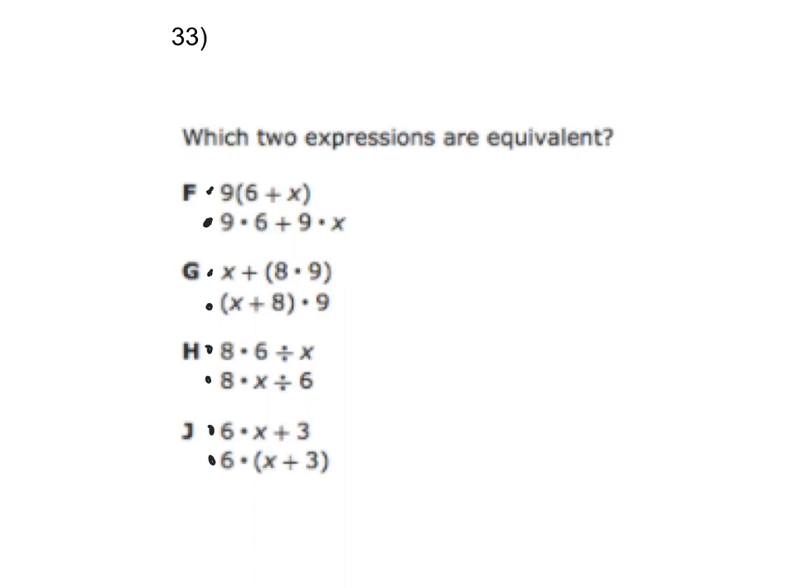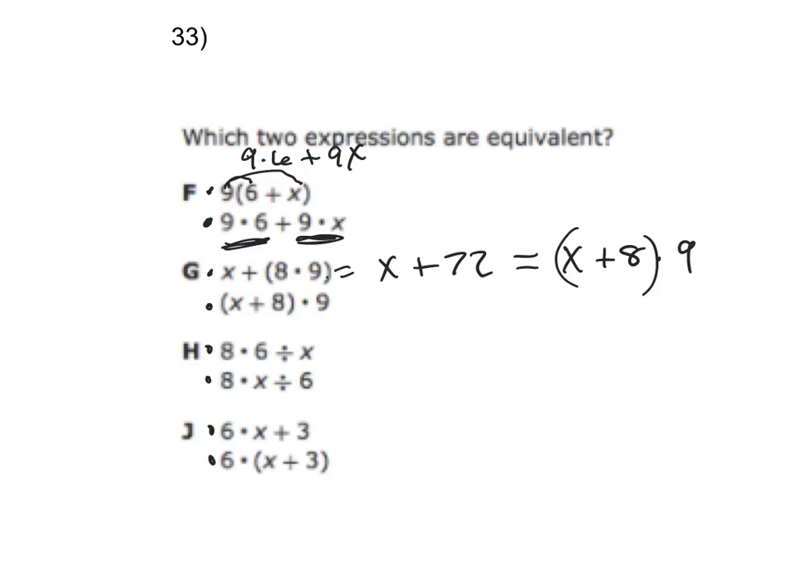Starting from this one, you have 9 and 6 and 9x. So 9 and 6 plus 9x. Well, that works out because here you have 9 times 6 and 9 times x. In this one, you have x plus 72 is equal to x plus 8 times 9. There's nothing you could really do too much about that one, because this is going to be 72 and then plus 9x. And we can see that that does not match up.